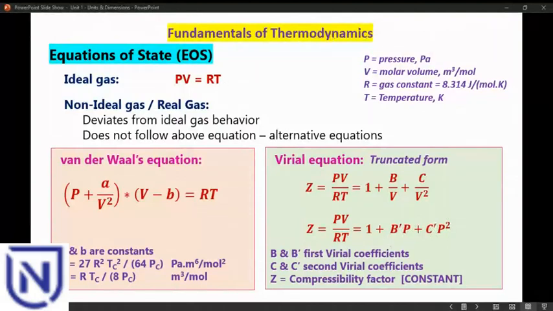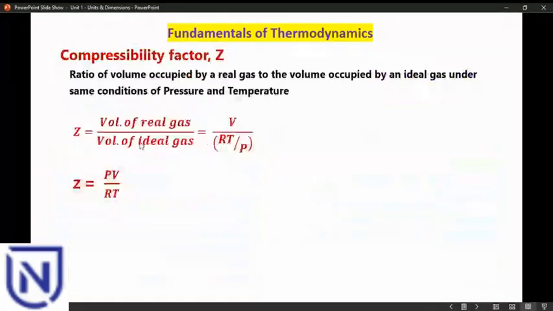Now before that, let me go back to the topic of compressibility. Let us define first what it is. The compressibility is nothing but a ratio of the volume occupied by a real gas to the volume occupied by an ideal gas under the same conditions of pressure and temperature. Z is a ratio. Ratio means there is some term in the numerator and some term in the denominator. What goes in the numerator? The volume occupied by the real gas.